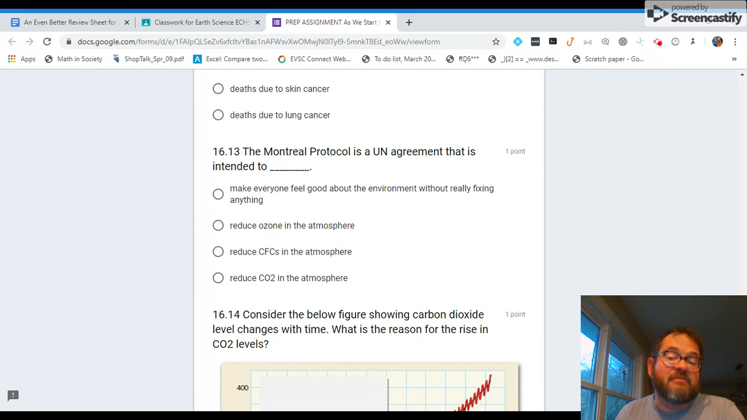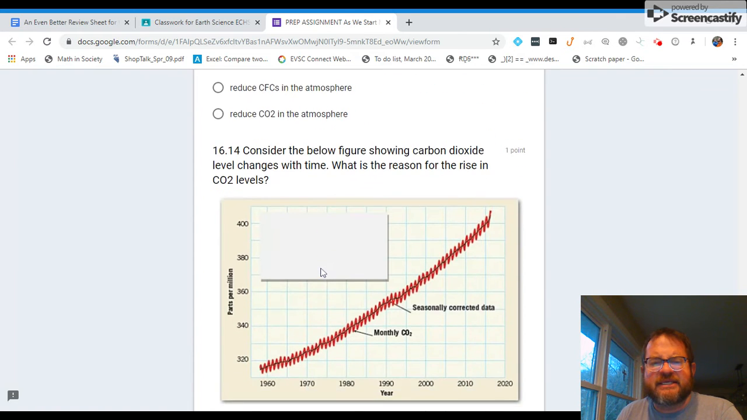We learned about at that time the Montreal Protocol, which was a way of reducing the impact that we were having on the greenhouse effect. Montreal Protocol is not on the test.